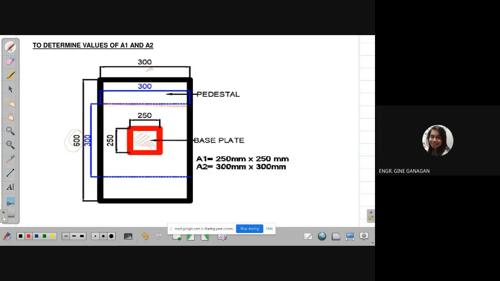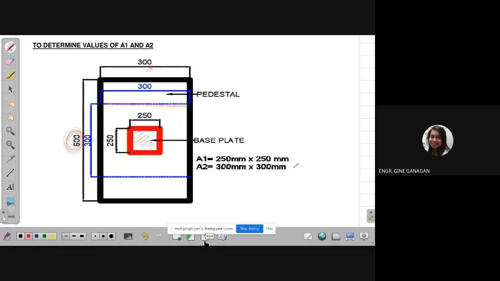Ito kasi 600 ang min-maximize ko. Pag 600 ang min-maximize ko, hindi siya pasok dito sa ating width ng ating pedestal. Hanggang 300 lang tayo. Okay? So, maximize ko lang yung area 2. So, yung area 2 natin is 300 by 300. Yung area 1 natin is yung in contact, that is 250 by 250.